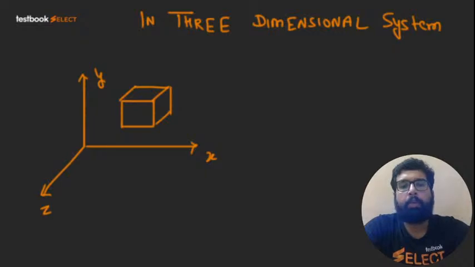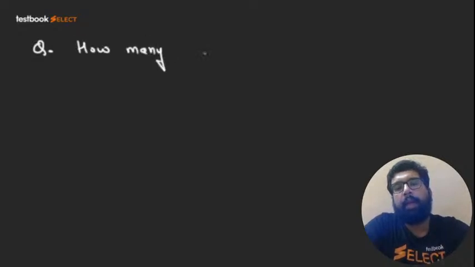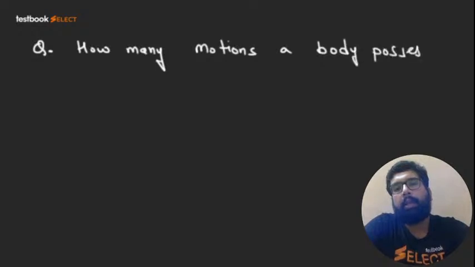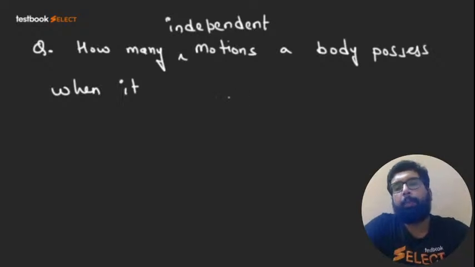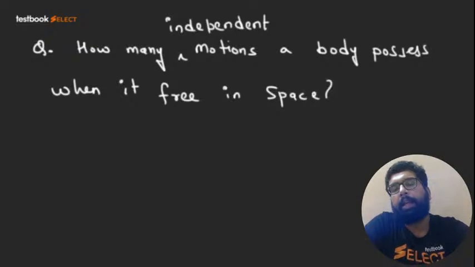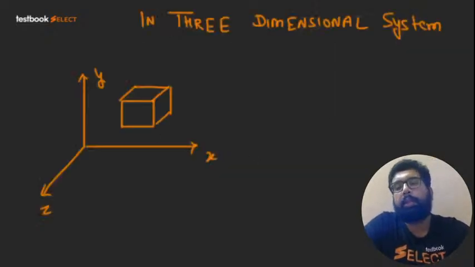How many independent motions does this body possess when it is in the space? Okay. And if I say by a question, it is asked many times in many examinations. So how many independent motions does a body possess when it is free to move in space? बताइए बेटा, बताइए. हाउ मेनी मोशन दिस बॉडी पोसेस? कितने मोशन है इसके पास?